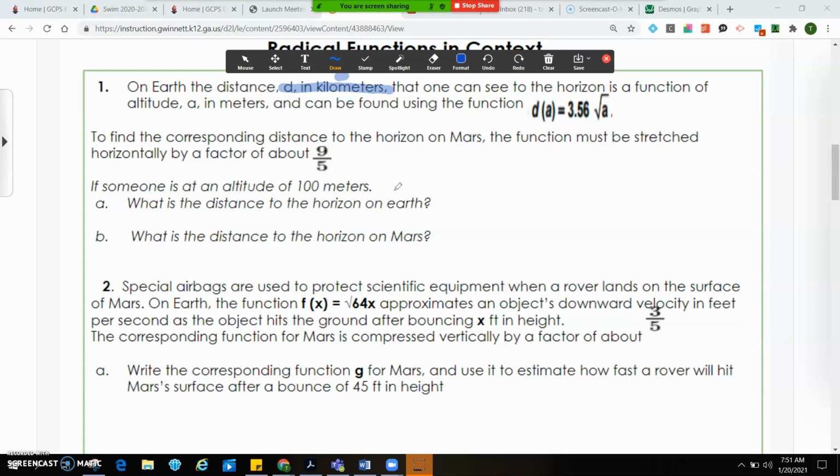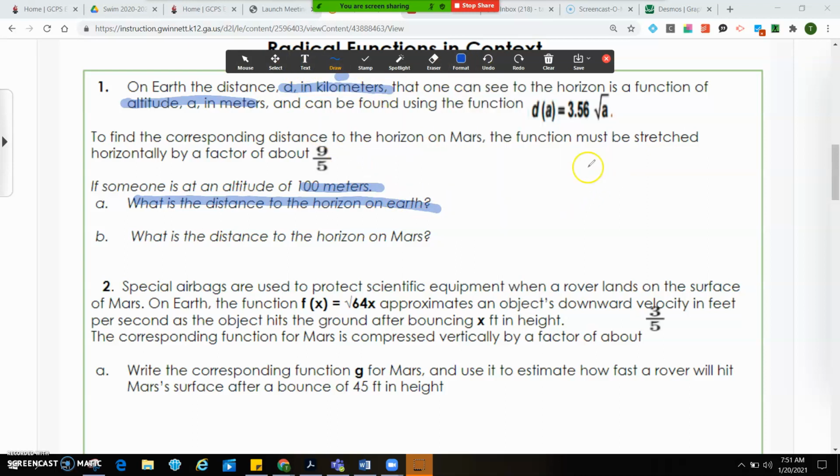So it says on Earth, the distance d in kilometers that one can see to the horizon is a function of altitude a in meters and can be found by using the function d of a equals 3.56 the square root of a. To find the corresponding distance to the horizon on Mars, the function must be stretched horizontally by a factor of 9/5. If someone is at an altitude of 100 meters, what is the distance to the horizon on Earth? Okay, so let's start with that one first.